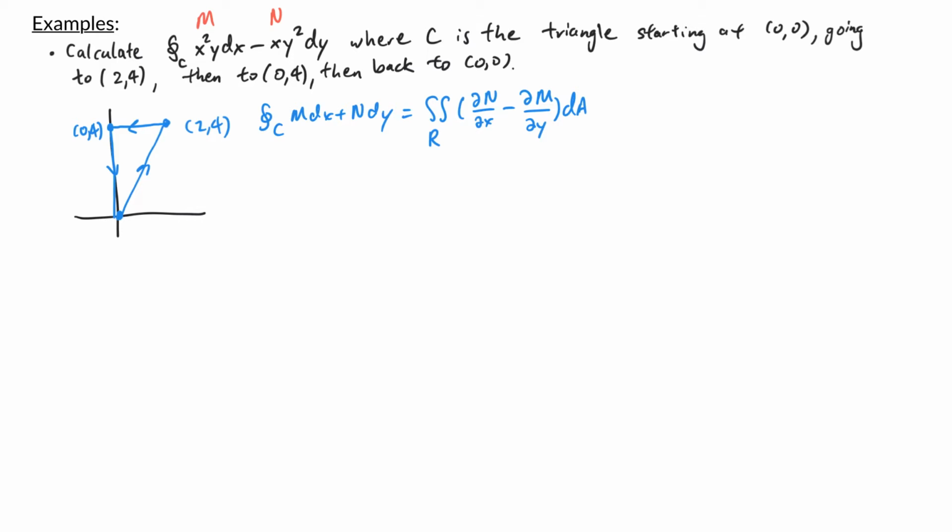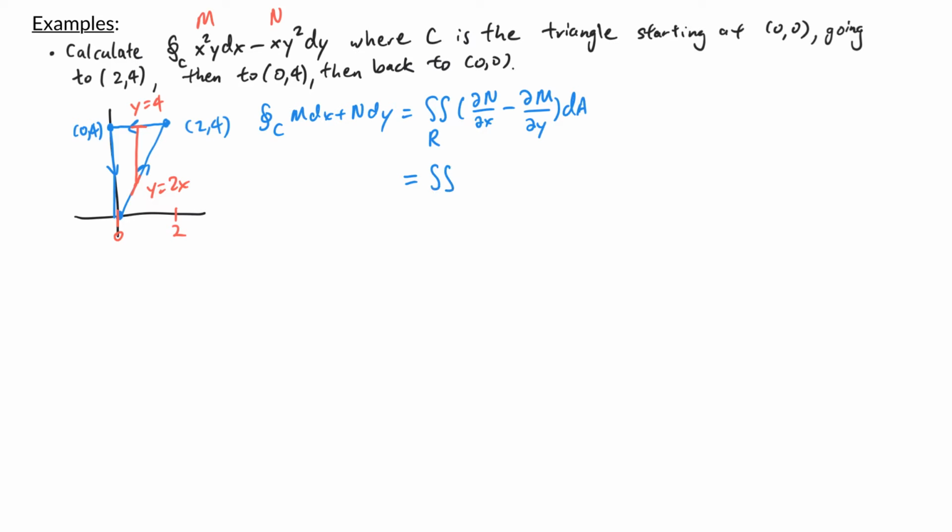Now here, my region is this triangular region. And when I'm doing the double integral, I have a choice of doing this with respect to y first, then x, or x first, then y. Let's choose to do this with respect to y first. So my bounds for y, the lower bound, would be the line y equals 2x, and the upper bound is y equals 4. And in this triangular region, my x's go from 0 to 2.